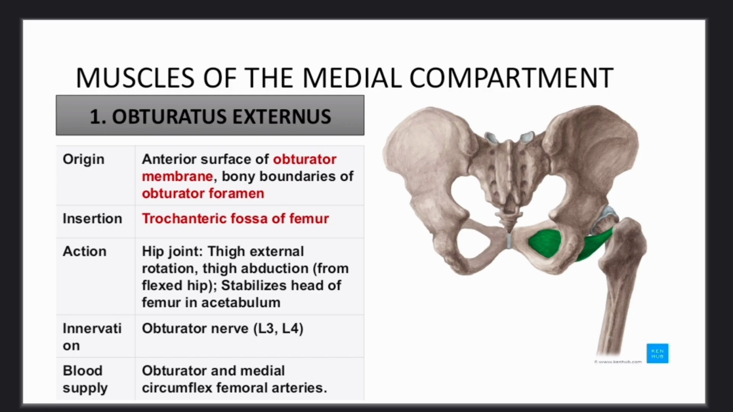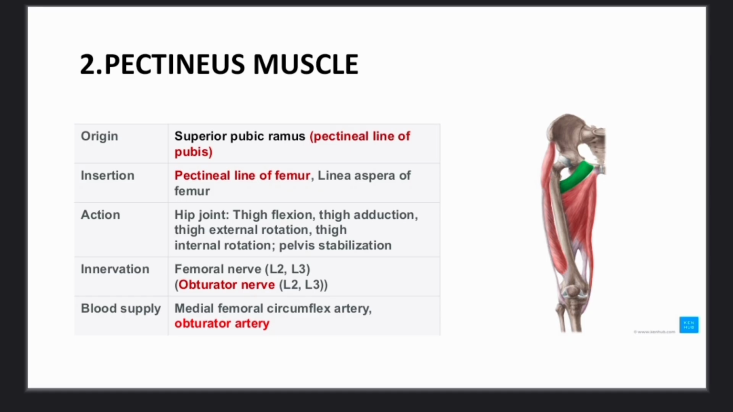An important note: you may have heard about the obturator internus muscle in the previous video, so don't get confused between the two. The obturator internus is one of the deep gluteal muscles, whereas the obturator externus belongs to the medial compartment of the thigh. So don't get confused there. Understand this.